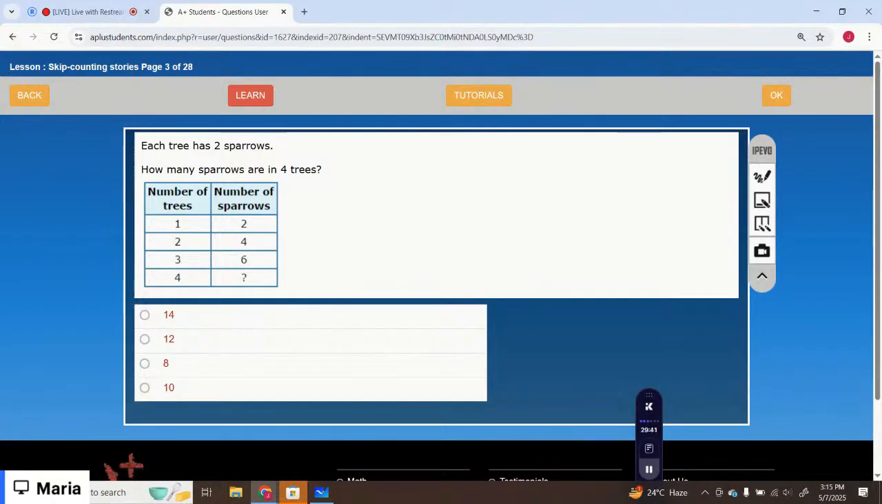Each tree has 2 sparrows. How many sparrows are in 4 trees? So which is the correct option? That is 8. The next one is 8 because 6 plus 2 makes 8. So option number 3 is the correct option.